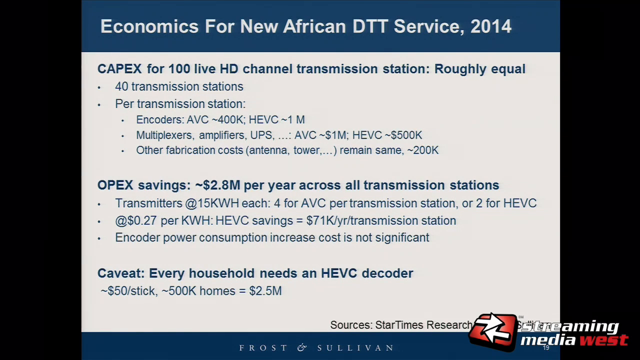If you look at the other side of the economics, every household needed to have a new HEVC receiver. Those are quite fabricable at $50 each. So the OPEX savings that you would have in the first year would balance out the decoder distribution costs. And from that point on, you have a much more efficient transmission system. What also happens in Africa is that the power is not reliable, so they have diesel generators running each transmission station. Ergo, you're pretty sure your utility costs will rise over time.